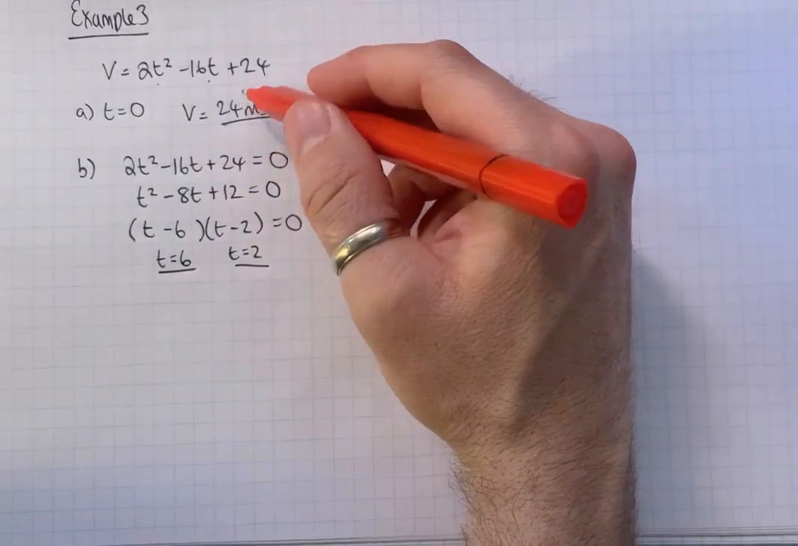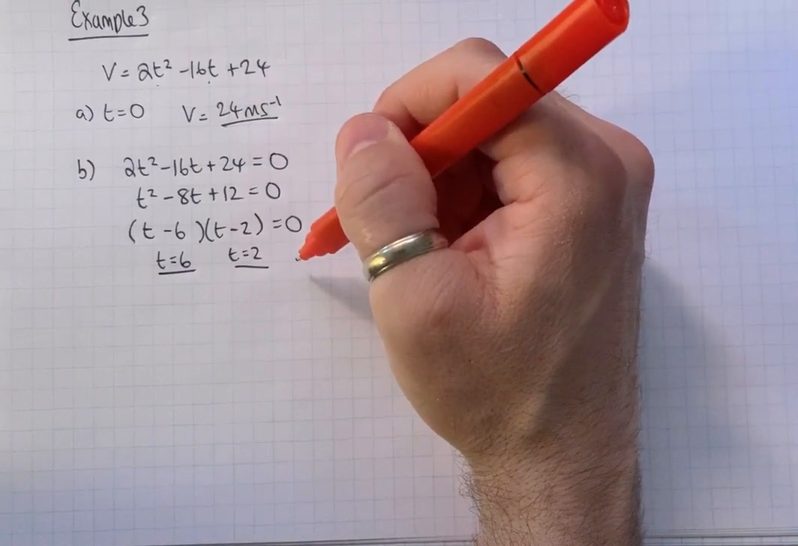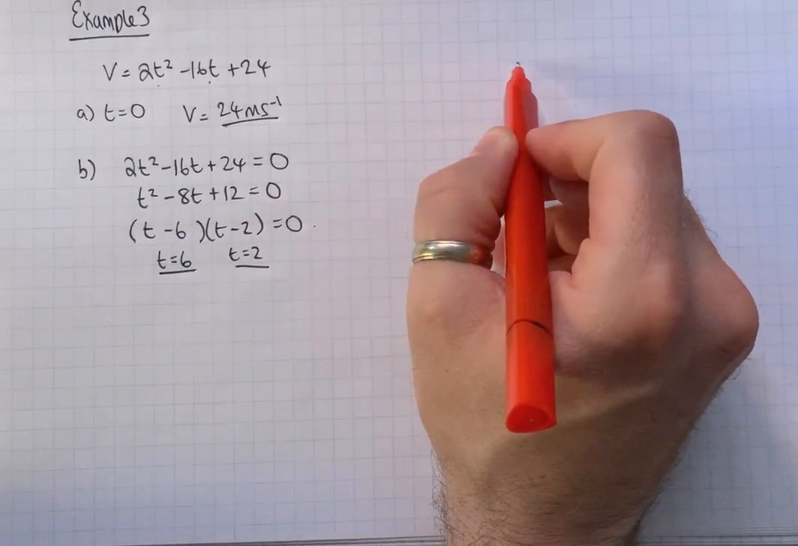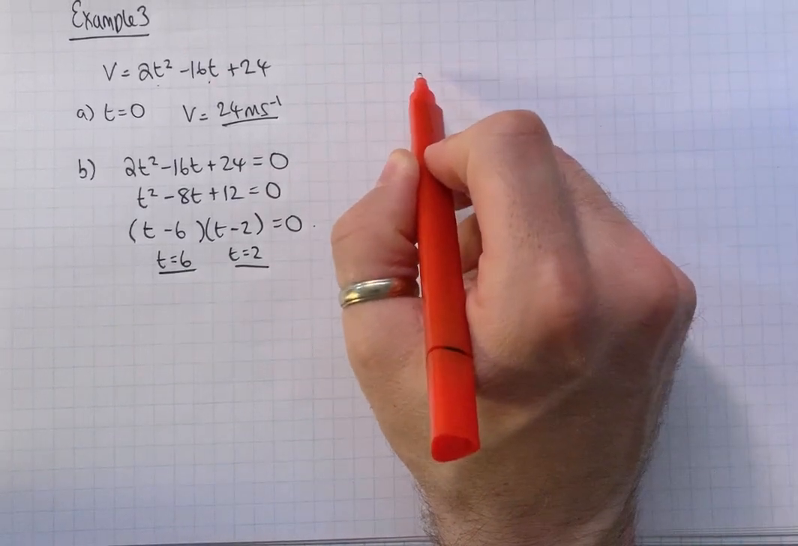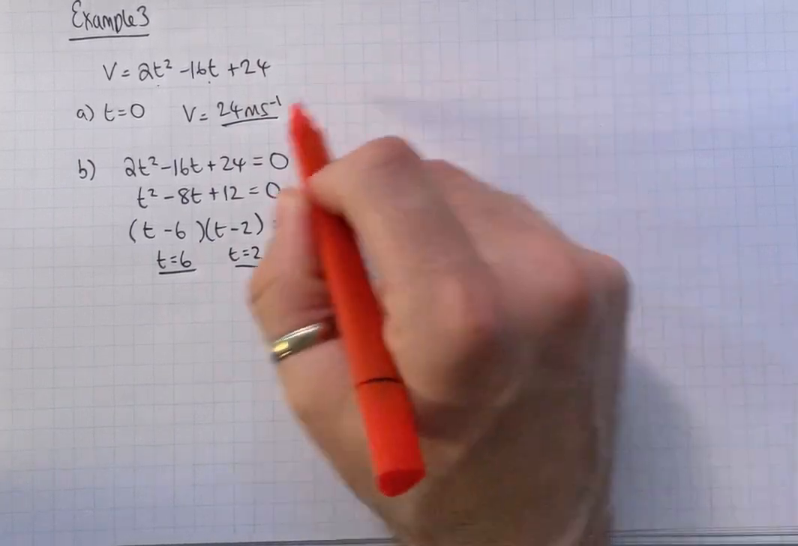So it's going to start off at a speed of 24. After 2 seconds, you've got a speed of 0. Then the velocity is going to be negative, so you're coming back on yourself. So imagine you start off in this direction. At t equals 2, you start coming back on yourself. And then when t equals 6, you go in that direction again. So you go up, down, down.